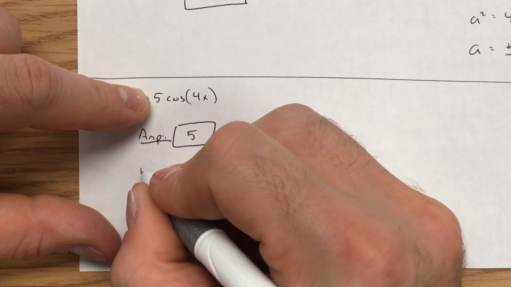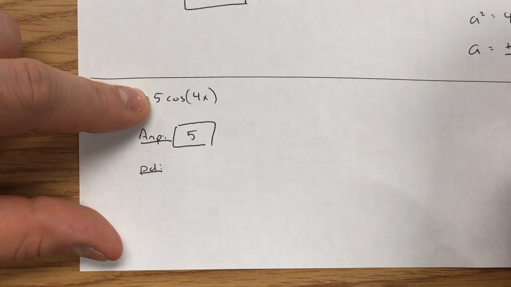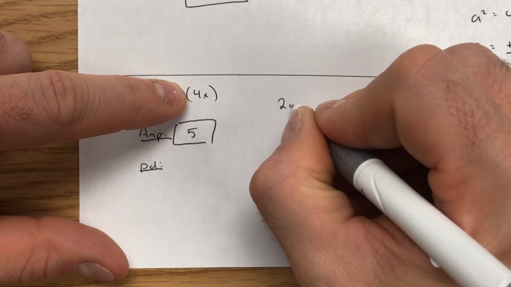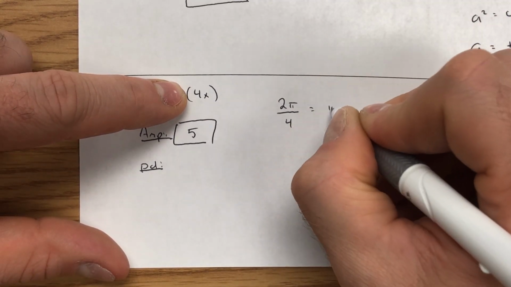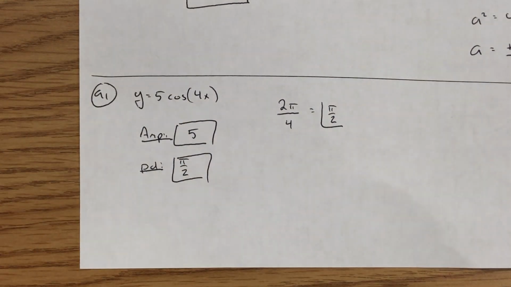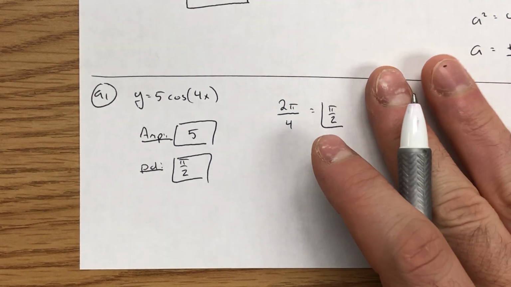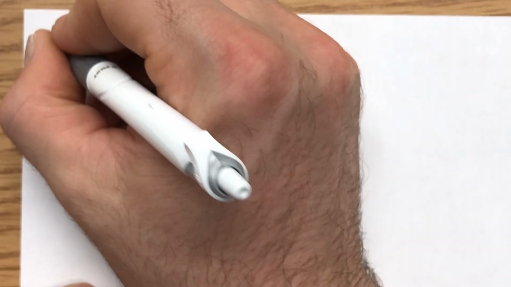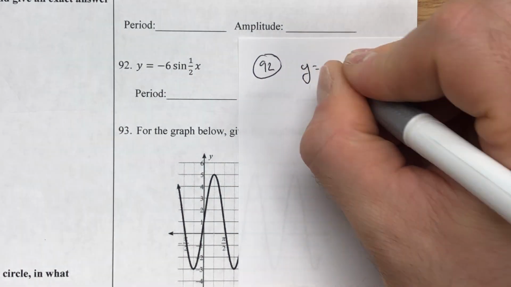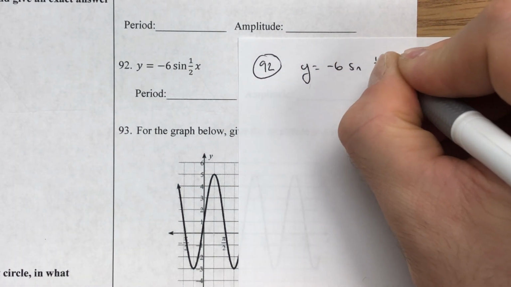If you want to find the period, it's going to take you just another minute. The period is going to be 2 pi divided by whatever the coefficient of x is. So 2 pi divided by 4, or pi over 2, is the period. Awesome. So that was question 91. Pop over to the next one, question 92. Question 92 is the same thing: -6 sine of 1/2 x.